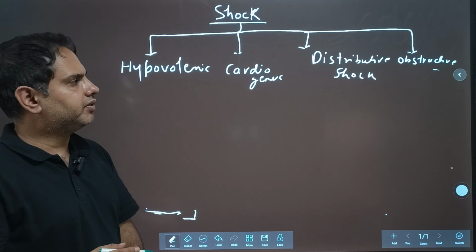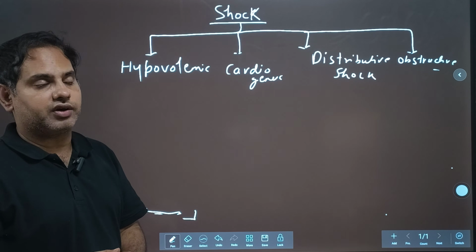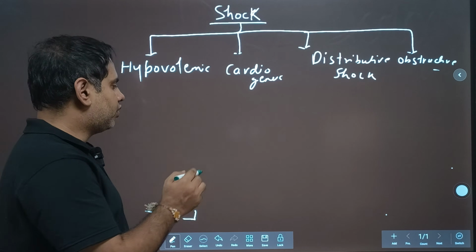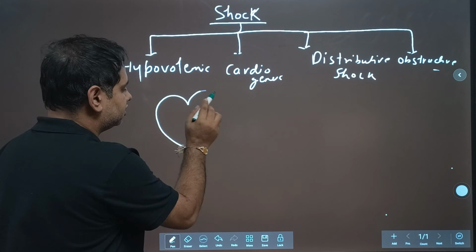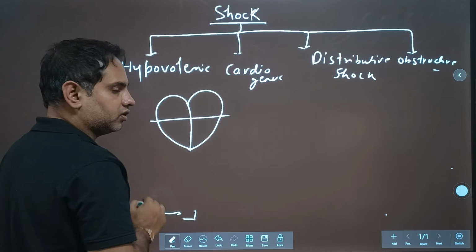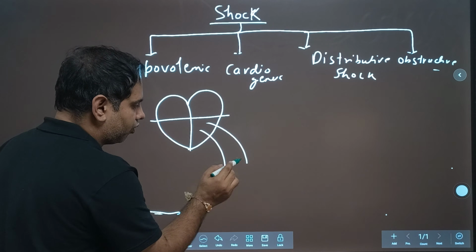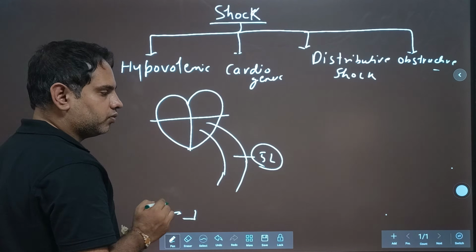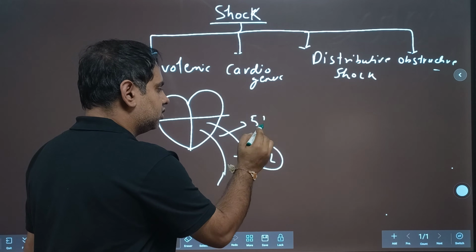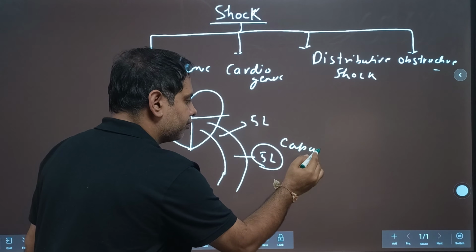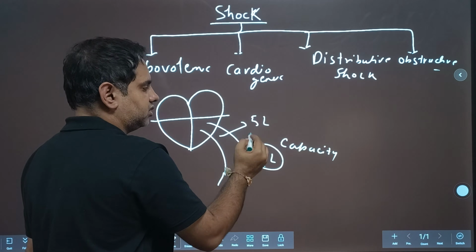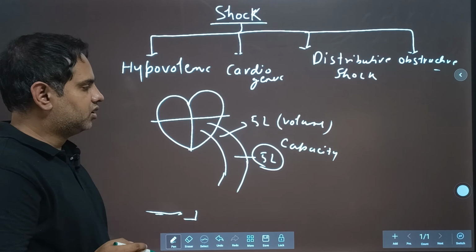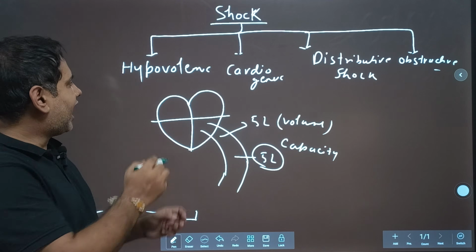So what is the difference between these, and what treatment are we actually giving? One by one we are going to discuss. First is hypovolemic shock. First you have to understand the cardiovascular system. Everyone knows about it. The capacity of your cardiovascular system is 5 liters, and the volume is also approximately 5 liters. So when does hypovolemic shock actually happen?